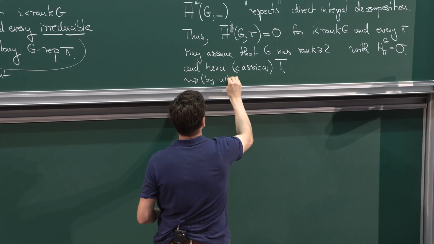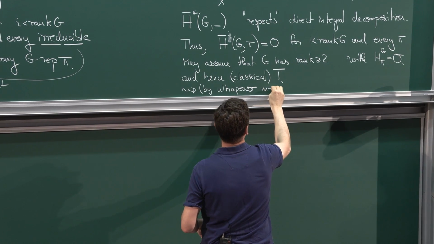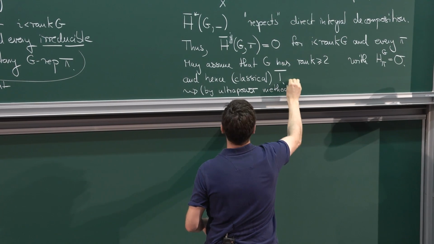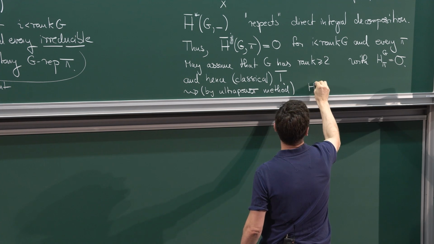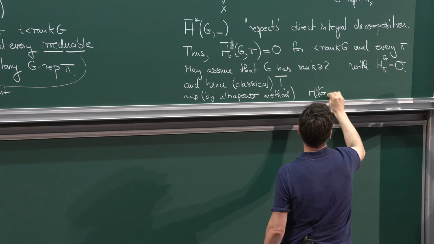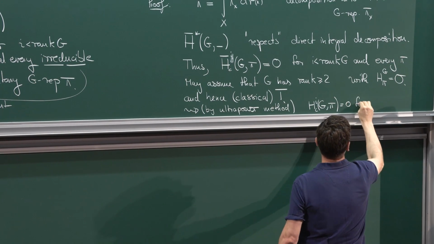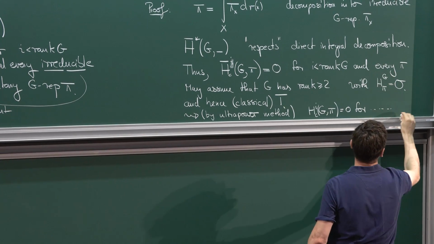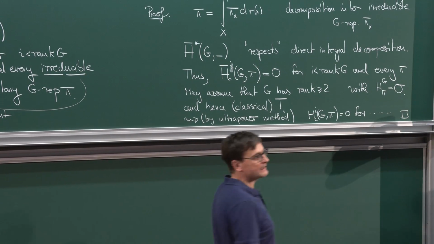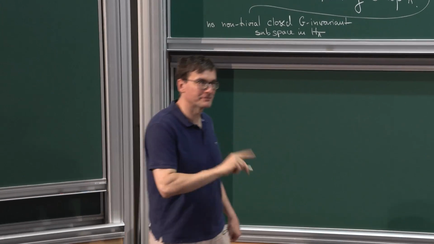by this ultra-powered method, we get this for the same thing here. And okay, I didn't do the ultra-power technique for G. I did it for discrete groups only, as you noticed.